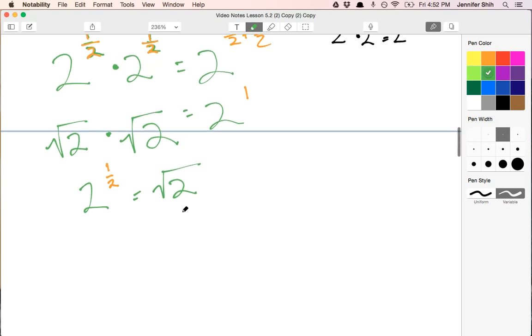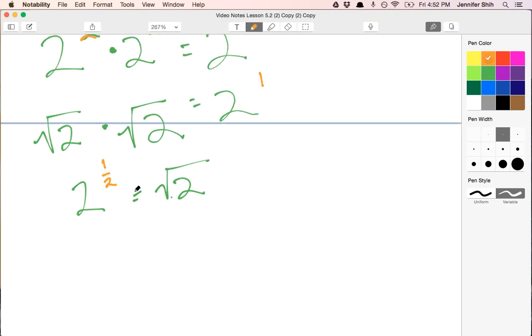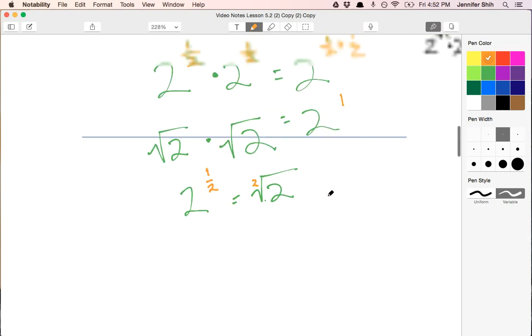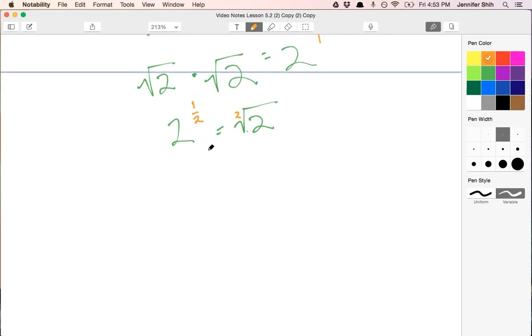Now, does this work for other numbers? And what does this 2 have to do with this radical? What you have to remember is that in a radical, you have a tiny invisible 2 on the outside. This 2 goes with that 2. The big base goes with what is inside the radical. Does it work for other numbers?